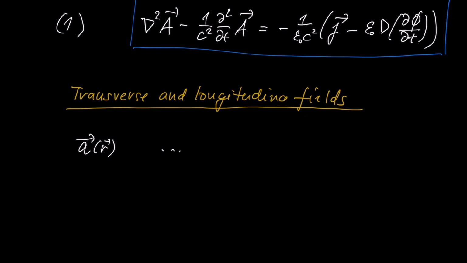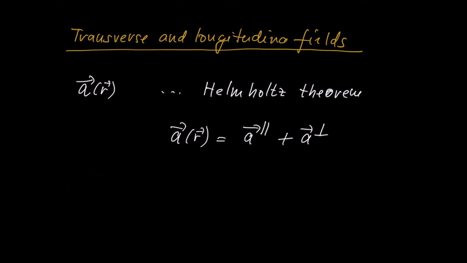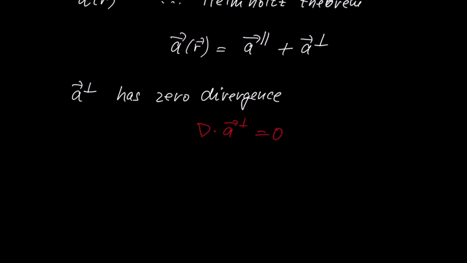there is the so-called Helmholtz theorem, which states that every such field in space can be written in terms of two fields. One is called longitudinal, the other called transverse, whereas the transverse field satisfies the condition that it has zero divergence, that is, its divergence equals 0. The other field, the so-called longitudinal field, has zero rotation.